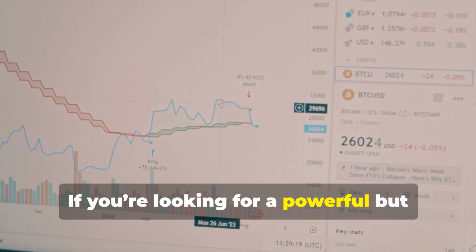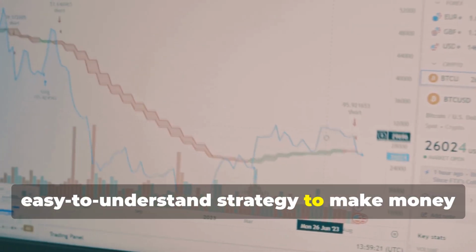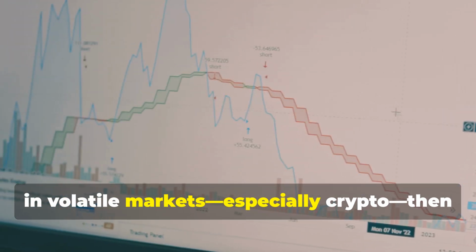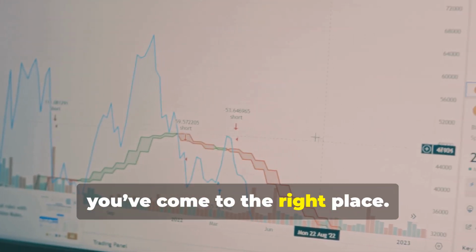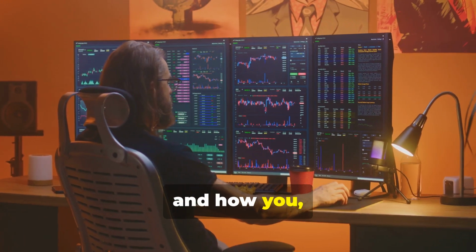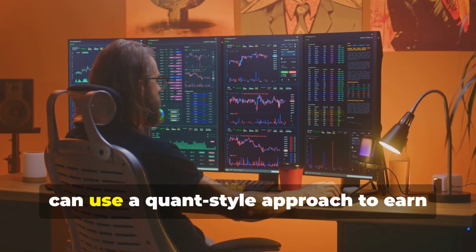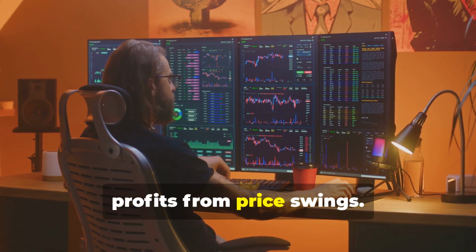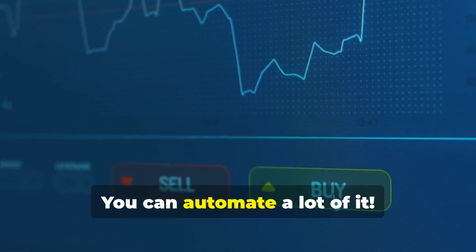If you're looking for a powerful but easy to understand strategy to make money in volatile markets, especially crypto, then you've come to the right place. Today, we're going to talk about grid trading and how you, even as an individual investor, can use a quant-style approach to earn profits from price swings. Best part? You can automate a lot of it.